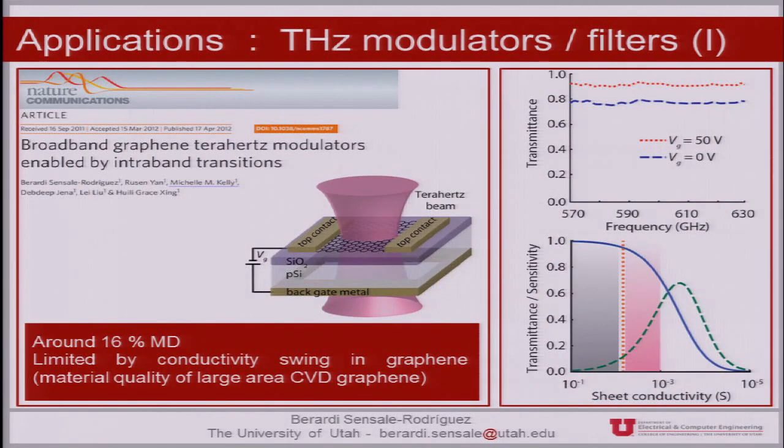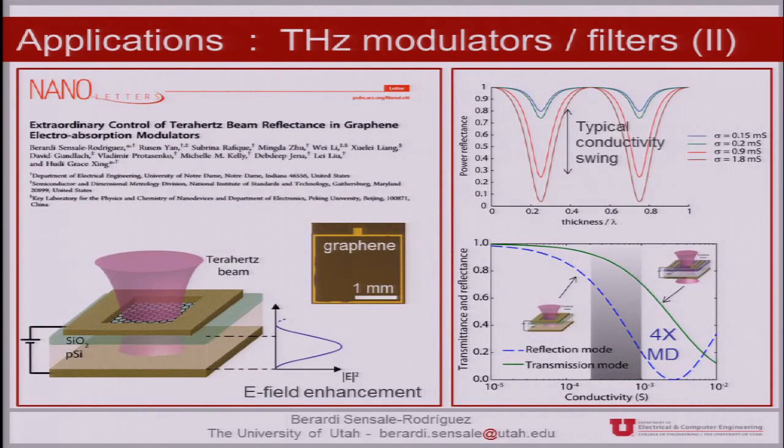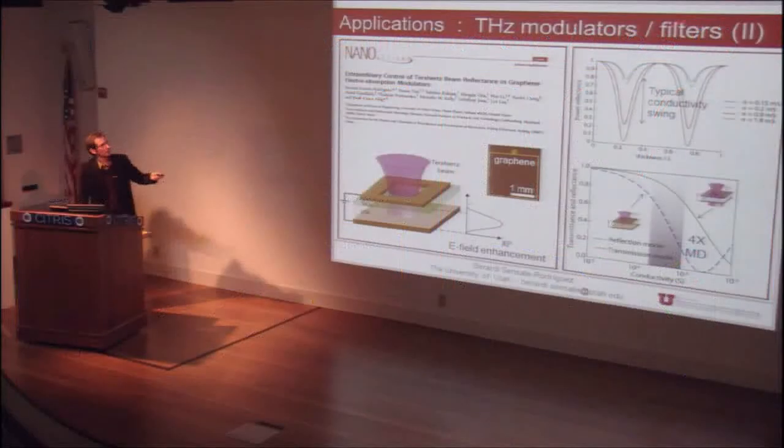Basically, as I told you, the same kind of devices can be engineered in the terahertz range. This is an example of an electroabsorption modulator. And we have observed, this is from my advisor's group, that you can achieve around 16% modulation depth. And in this case, the performance is limited by the quality of graphene. You can do the same in reflection, and improve the performance.